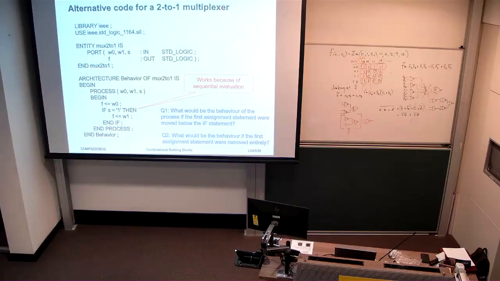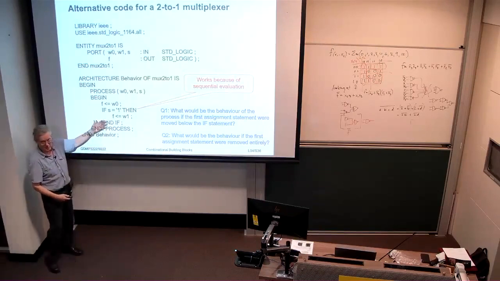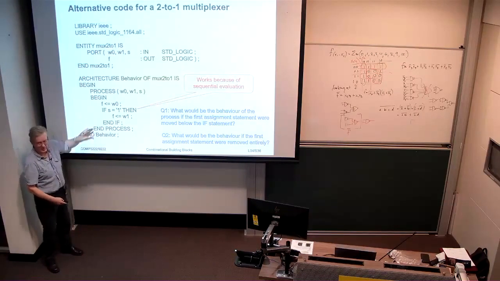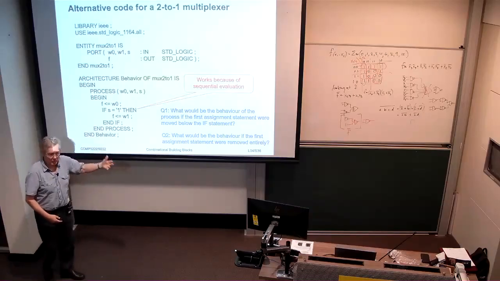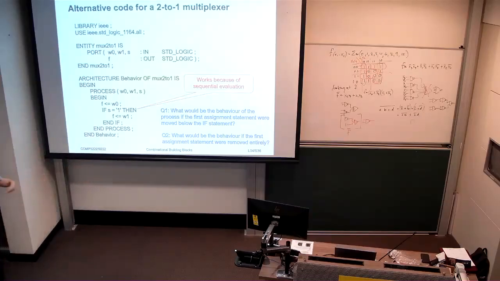Well, there's no assignment made, so it should stay the same, shouldn't it? So that implies we're going to have some memory that remembers what the present value of F is. Otherwise, we can't execute this properly. All right? Now, we'll get onto this soon, because that leads us to how you describe sequential components using VHDL.